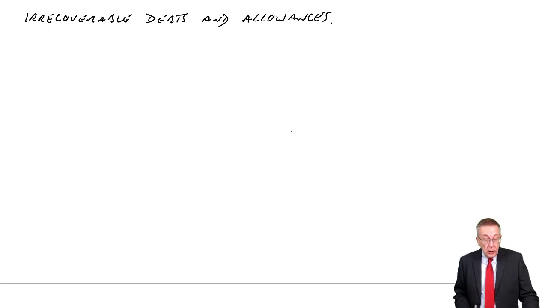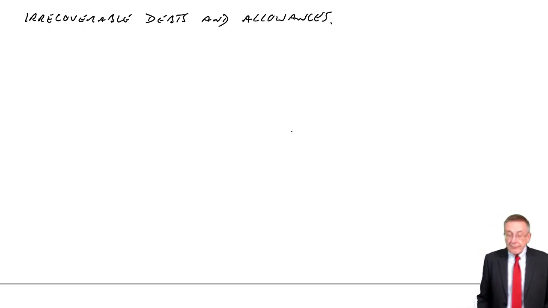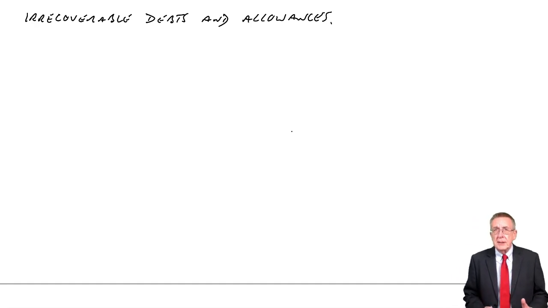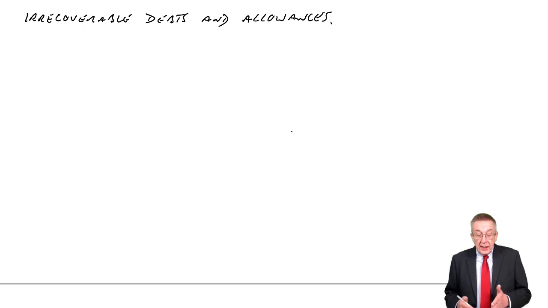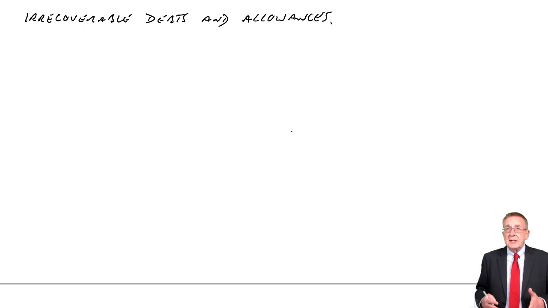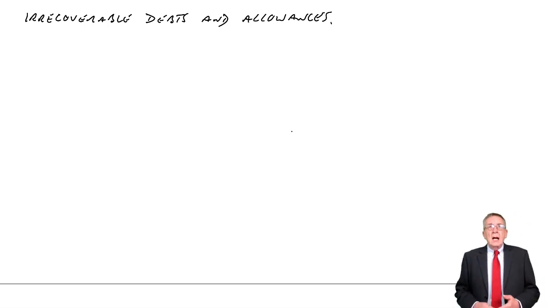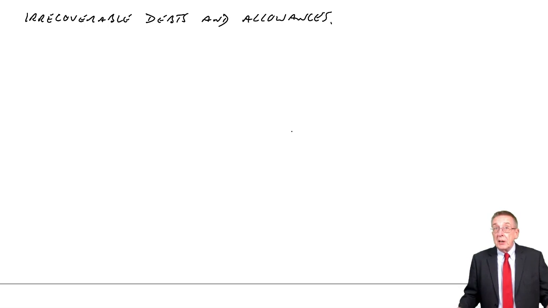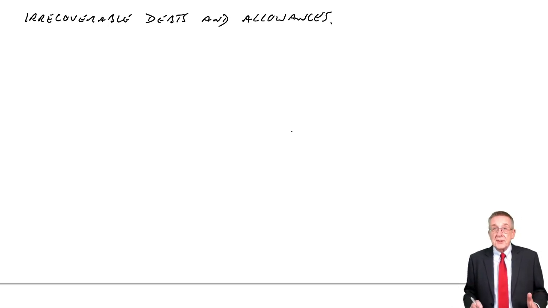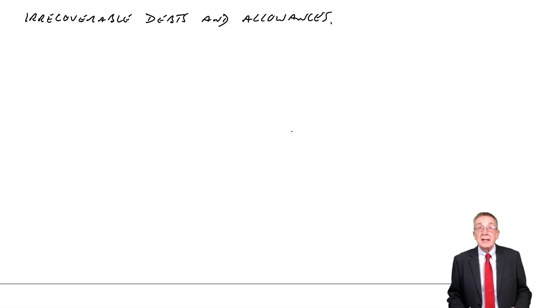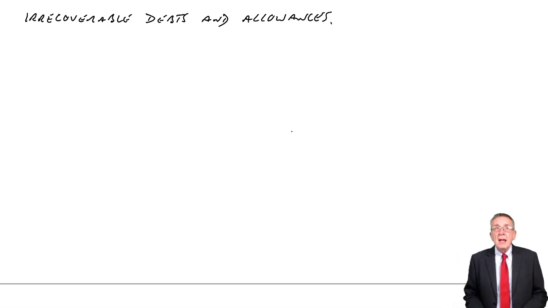And again, although it looks a very short chapter, there are quite a few things I need to go through, so I will break it down into several shorter lectures. And this first one, let me really explain what we mean by irrecoverable debts and allowances. The point is, we'll have been selling goods on credit, and customers will owe us money. We've got receivables, and receivables, of course, appear in the statement of financial position.